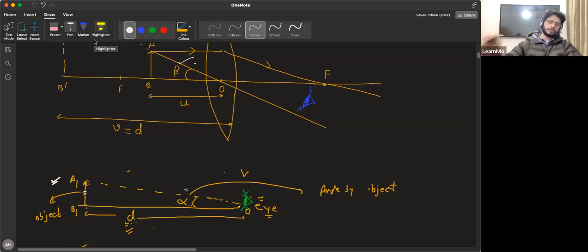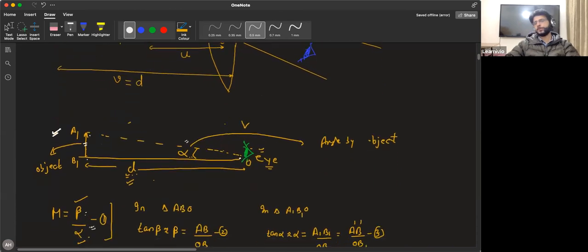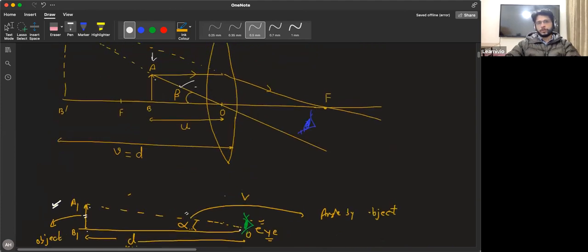Let's start the calculations now. We'll start the calculation with the simple ratio of beta and alpha. Your angular magnification is the ratio of beta to alpha. So let's calculate beta using this triangle ABO.